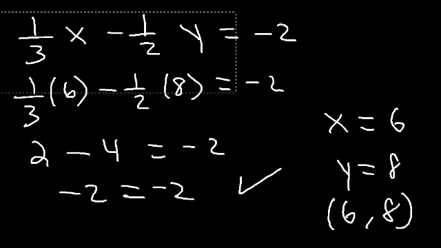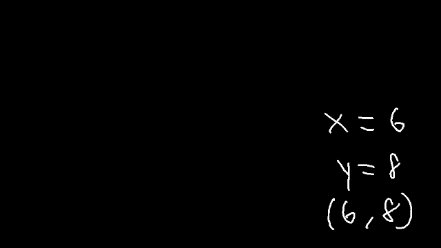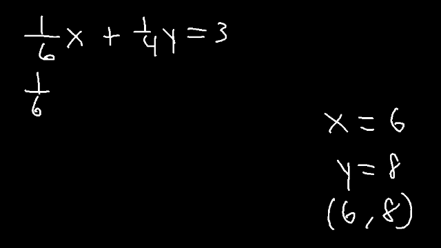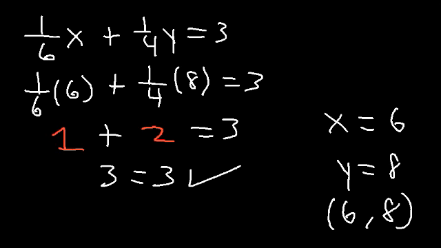So this is good so far. Now let's check the other equation. 1 over 6x plus 1/4 y is equal to 3. So let's replace x with 6 and y with 8. 6 divided by 6 is equal to 1. 8 divided by 4 is 2. And we know that 1 plus 2 is equal to 3. So this is the right answer to the problem.